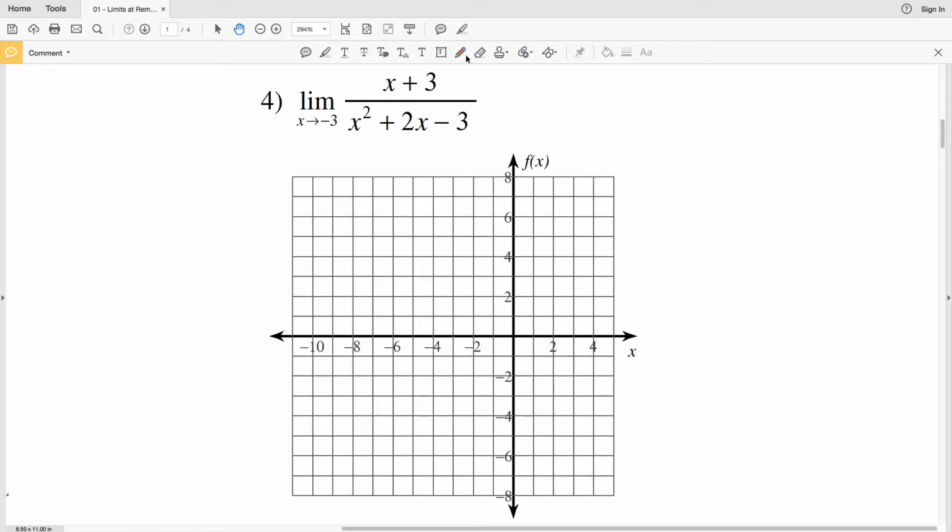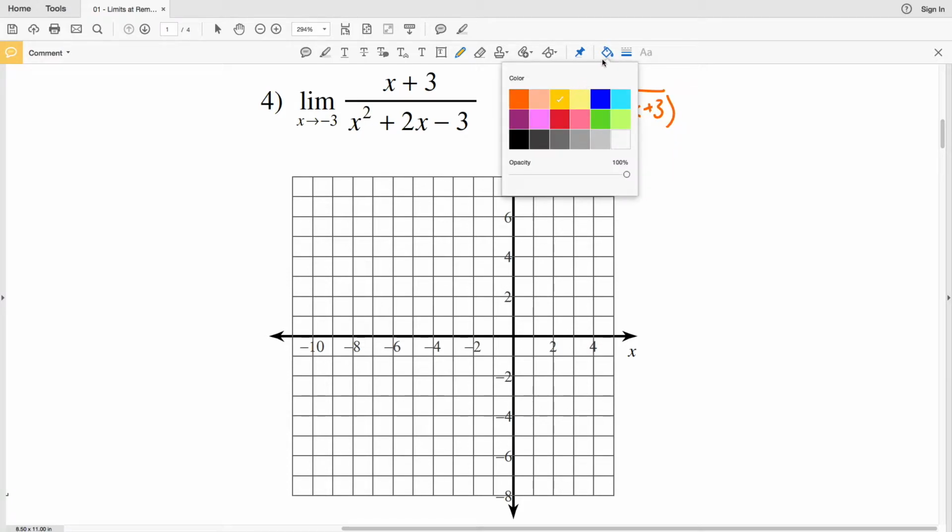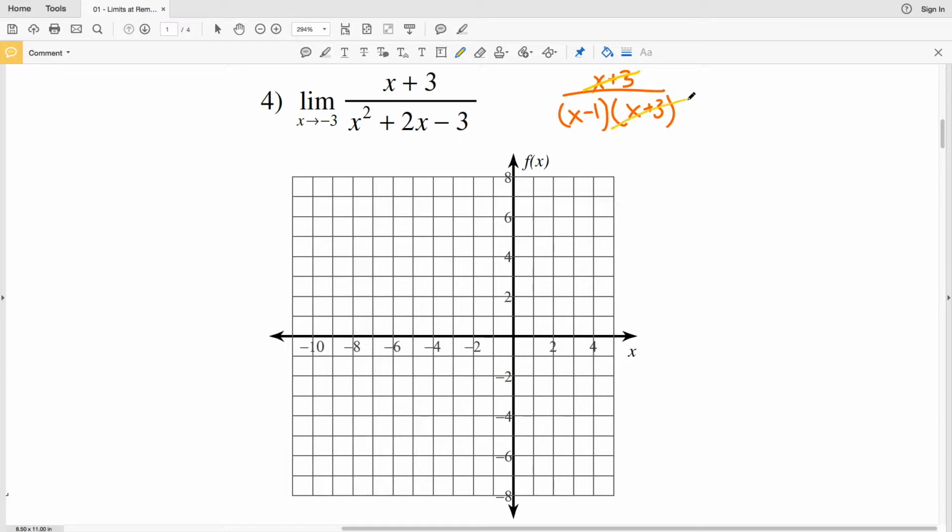In number 4, let's start off by factoring in order to solve for our limit. So the numerator will stay as x plus 3, but the denominator, what multiplies to give us -3 and adds to give us a +2? That's going to be -1 and +3. So we'll have x minus 1 times x plus 3 in the denominator. And you can see that x plus 3 in the numerator cancels out with x plus 3 in the denominator to leave us with 1 over x minus 1.